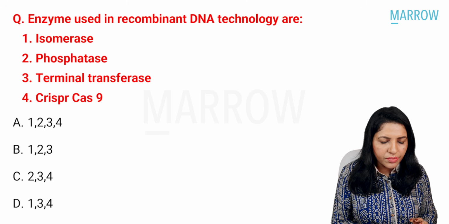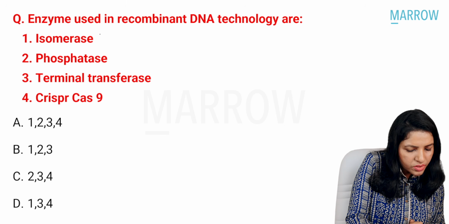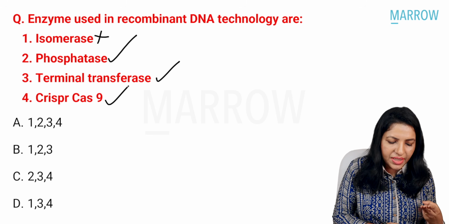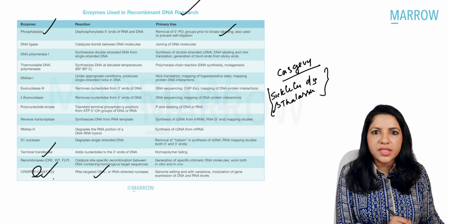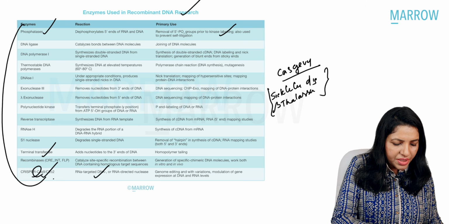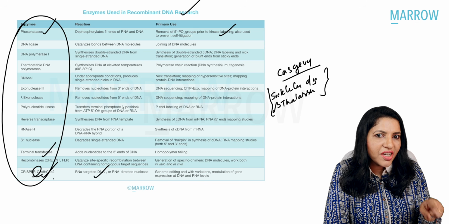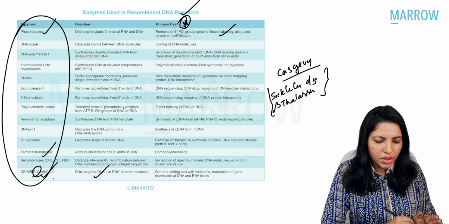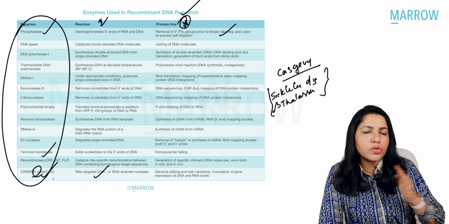So coming to this question, we are going to find out what is the answer for this. Enzymes used in recombinant DNA technology: isomerase, no. Phosphatase we have seen, terminal transferase we have seen, CRISPR-Cas9 yes. So the answer here is C, 2, 3 and 4. Okay. So this is a chart which is given in Harper. So please do learn all the enzymes. That means this is now a high yield topic. All the enzymes required for recombinant DNA technology, you should be learning at least the names and the primary use of it. At least these two you need to learn. Reaction, I don't think you need to learn. At least the enzyme name and the primary use of these enzymes.